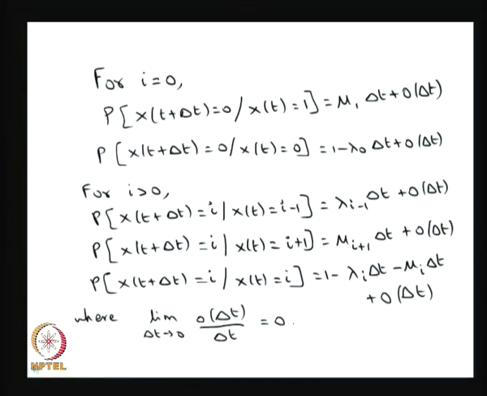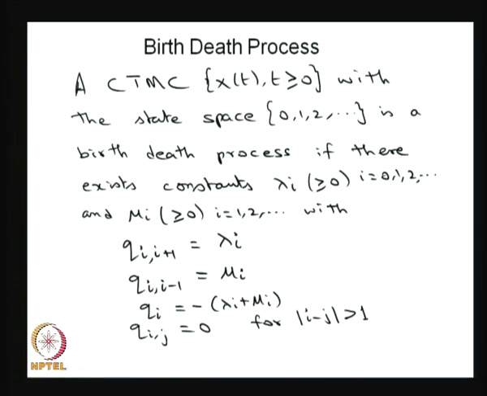Therefore, we land up with the Q matrix. The system is moving from the state i to i plus 1, one move forward, at rate lambda i, and from i to i minus 1, one step backward, at rate mu i, or the system stays in the same state, at rate minus lambda i plus mu i. Therefore, there is no other move from one state to any other state, only one step forward or one step backward.